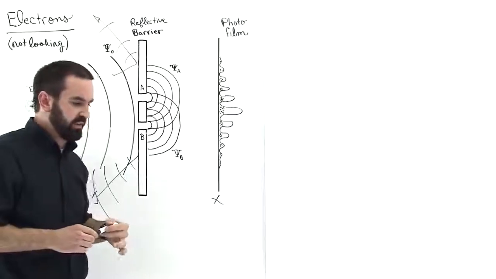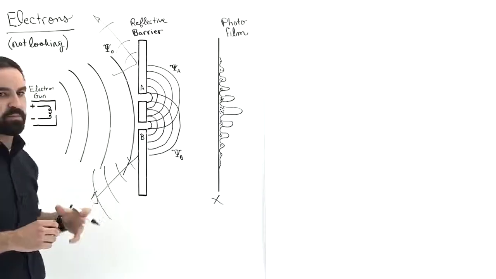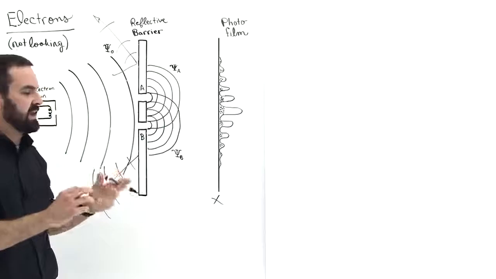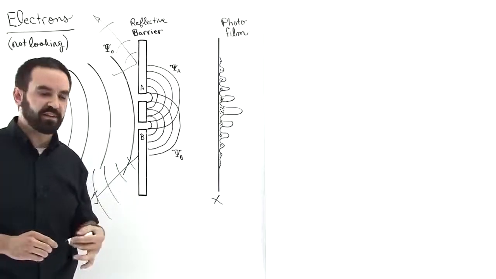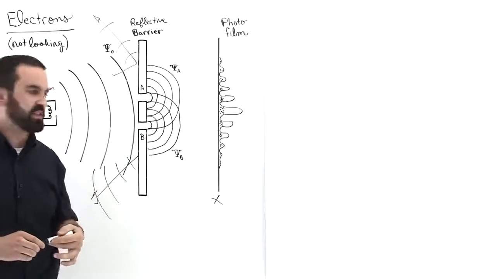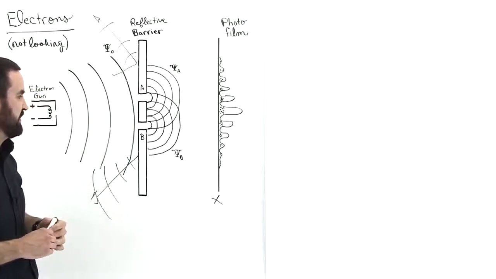The reason I've called it a reflective barrier is because it does not absorb any electrons, right? Okay, so this is an idealized impossibility, but for the purposes of our thought experiment, it will help to demonstrate certain ideas.